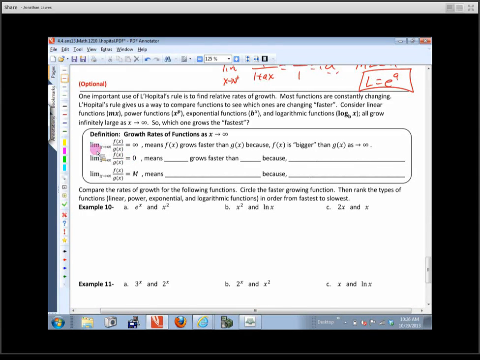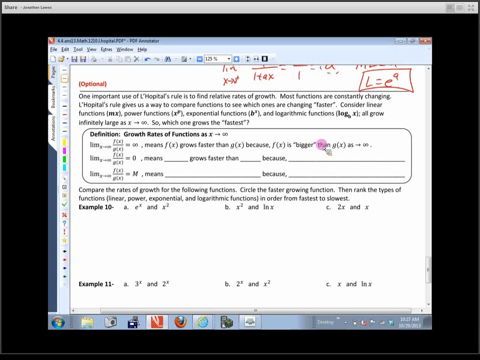So if we have the limit as x goes to infinity of the ratio of two different functions, and the limit is infinity, okay, that means whatever was on the top grew fast enough to outpace whatever was on the bottom, okay? So this means f of x grows faster than g of x because f of x is bigger than g of x. That's the only way that the overall ratio of these functions could approach infinity, is if the top was bigger than the bottom.